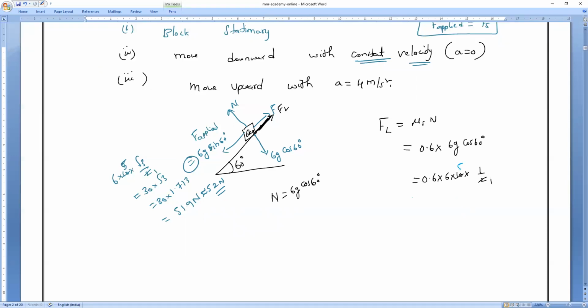So 2 ones are 2, 5s are... which equals 6 fives are 30, 36, 18. Totally, how many newtons will come? 18 newtons. Okay, that is what you should remember. So now you can equate it.